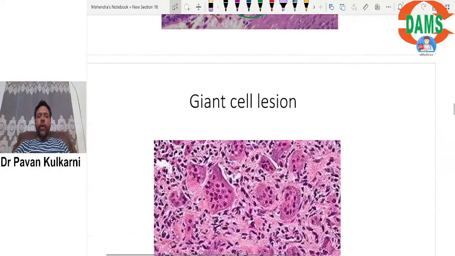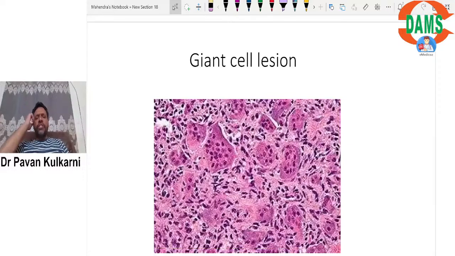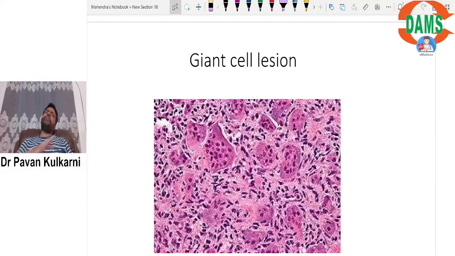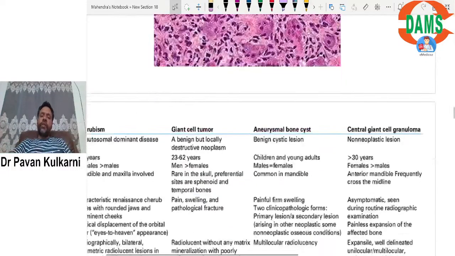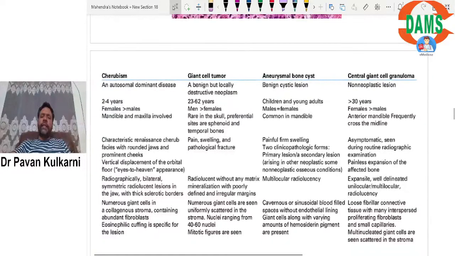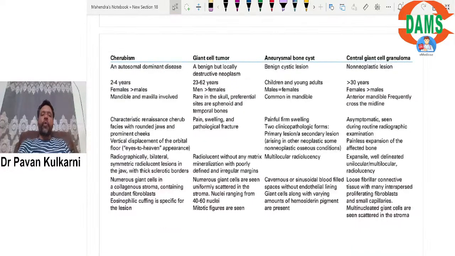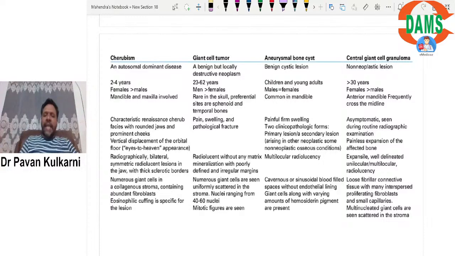Okay, now this is an image of a giant cell lesion. What exactly is a giant cell lesion? It's a big group of lesions where you will see giant cells histologically. I have made a table for you, from one of the articles. This table can be useful for you, but this entire table need not be remembered.